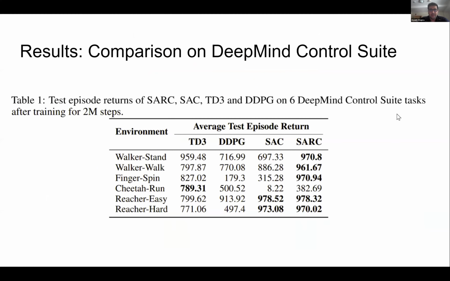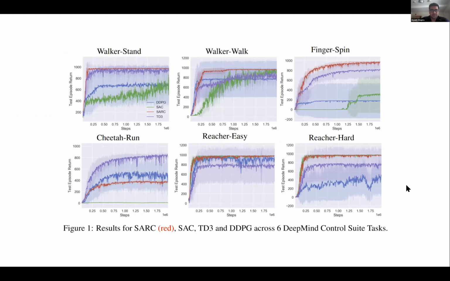Then next, I did experiments on the Deepmind control suite. Here I'm comparing performance with TD3, DDPG, SSE, and SARC on 6 Deepmind control suite environments, all trained for 2 million steps. I would say that on 5 of the 6 environments, SARC achieves state-of-the-art performance, and it significantly outperforms SSE or is competitive with SSE on almost all of them. Only on the Cheetah Run environment did it not get better performance than TD3 and DDPG.